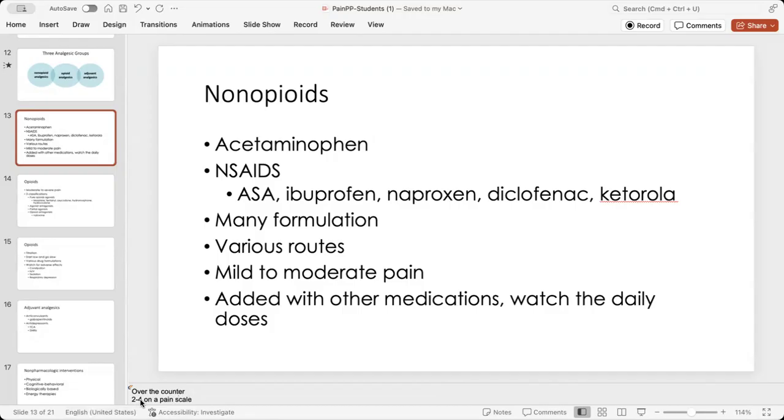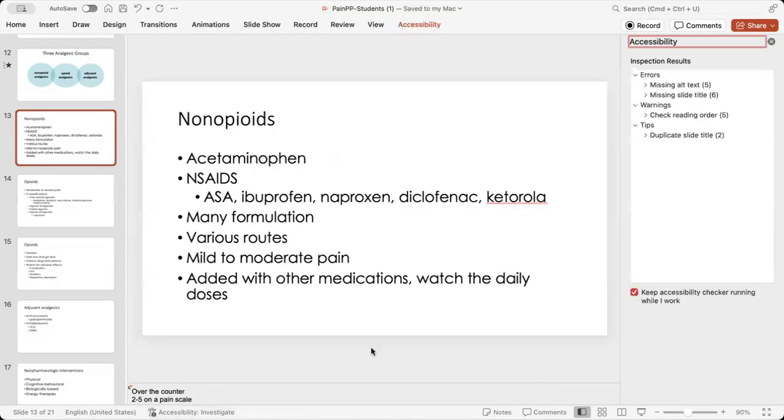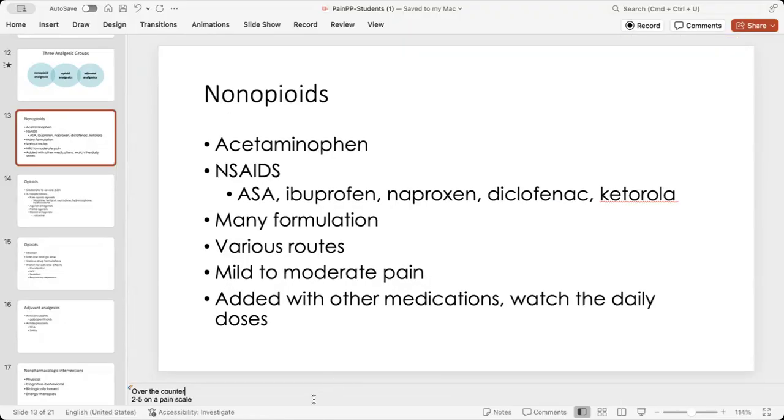They can often be added with other medications. Where else do we see acetaminophen and NSAIDs? In your opioid combinations. What about over-the-counter meds? Yes, your cold medications usually have ibuprofen or Tylenol, acetaminophen, in them. So, non-opioids.